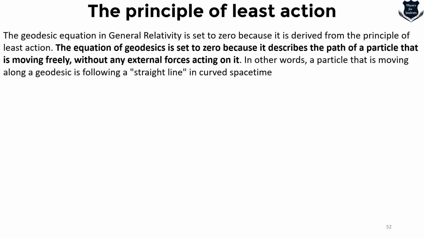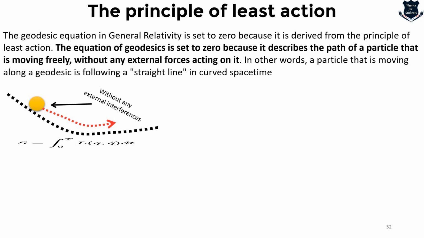So what does the principle of least action tell? It tells that the equation of geodesics is set to 0 because it describes the path of a particle that is moving freely without any external forces on it. In other words, a particle is moving in a straight line in a curved space-time. So here it moves along this path. That means for this particle it is a straight line in a curved space-time. It moves without any external interferences.